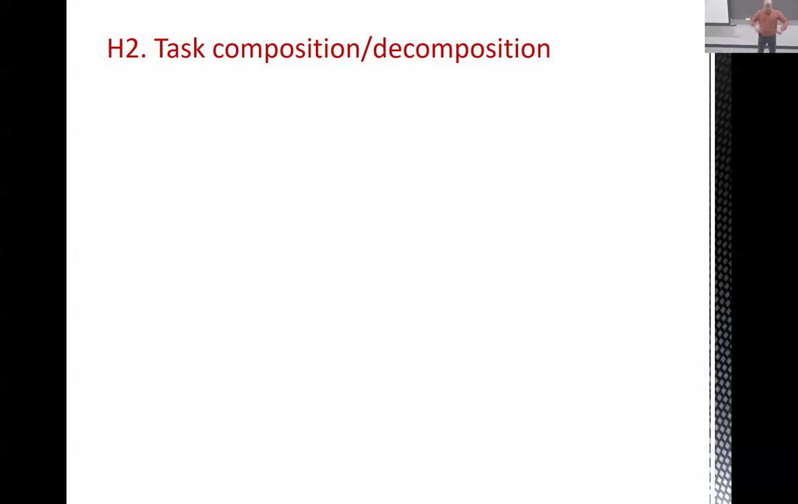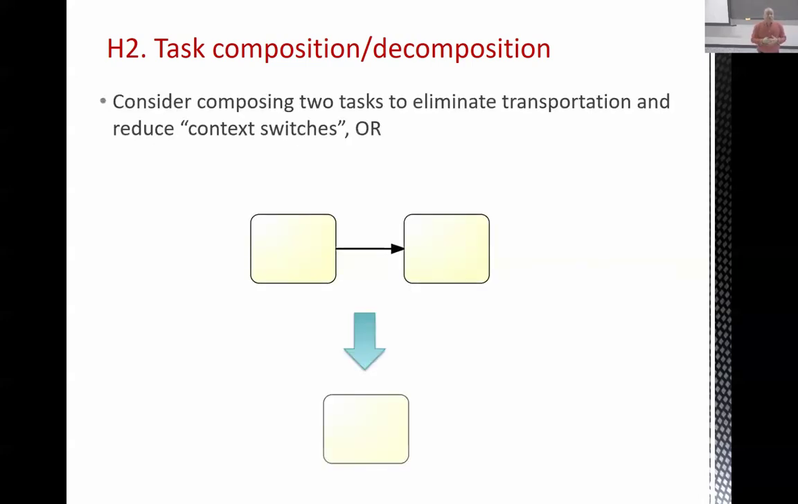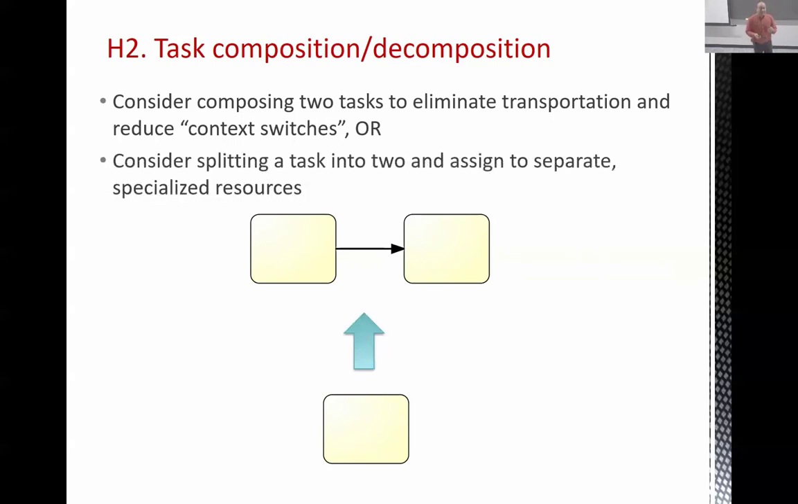The second redesign heuristic that we will see today is task composition, and the reverse is task decomposition. This heuristic tells you that you should consider merging tasks when the merging of these tasks allows you to remove some transportation waste. Or conversely, in some cases, it might be good to split a task into two tasks, particularly when a task requires two different types of skill sets, and it's better to have two different people to perform them.